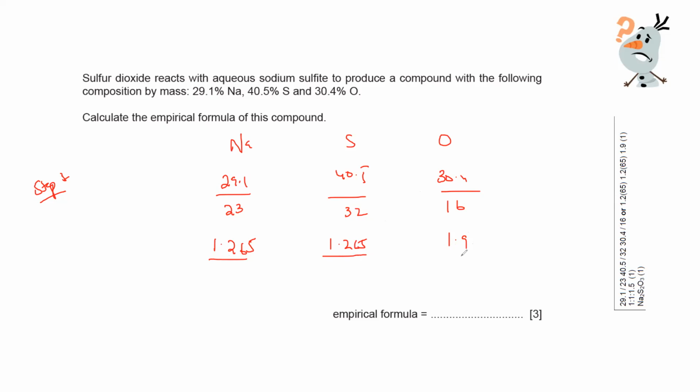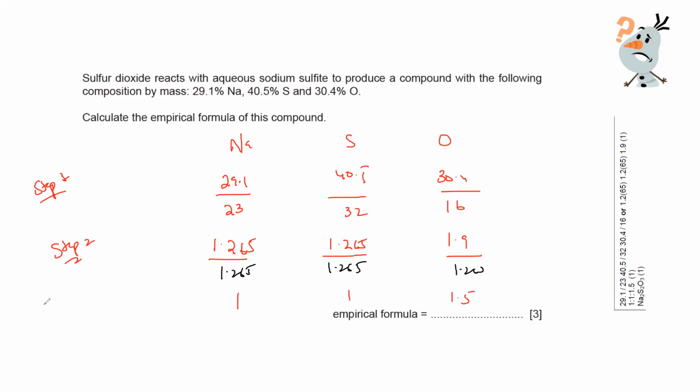Step 2: divide by the smallest value in the combination to get the simplest ratio. So 1.265 is the smallest value. When we divide them by the smallest value, this will come out as 1, this will come out as 1, and 1.9 divided by 1.265 is equal to 1.5.